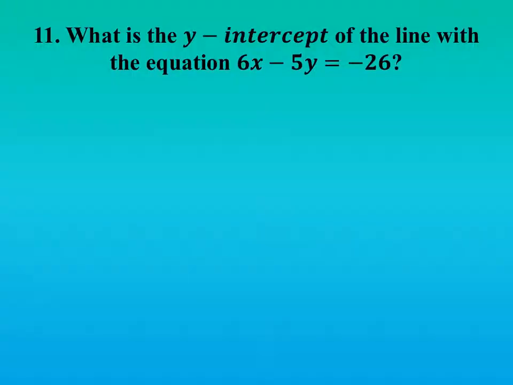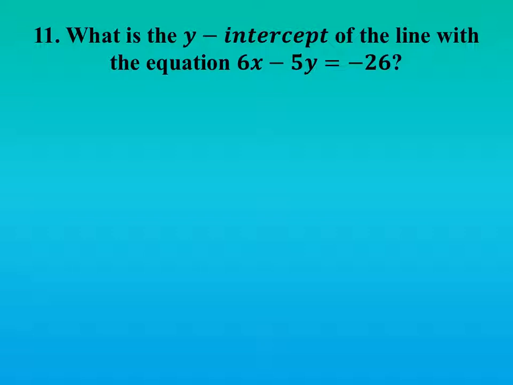Okay, number 11. We're almost done. We got 11, 12, 13, and 14 left. These are the hard questions. Not really that hard, but they're getting a little bit longer. So, number 11 says, what is the y-intercept of the line with the equation 6x minus 5y equals negative 26?